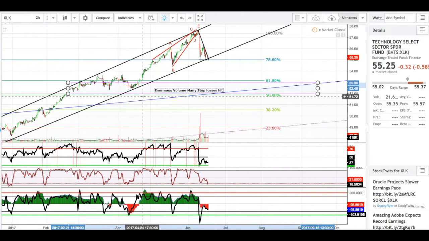I've been bearish for a couple weeks now. I started getting bearish around here at the A right here, and I was wrong for about 2 weeks, and now I think that we're finally starting to see some stuff play out, which I was seeing.